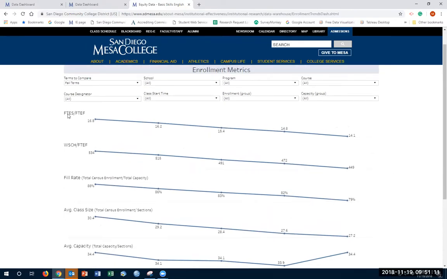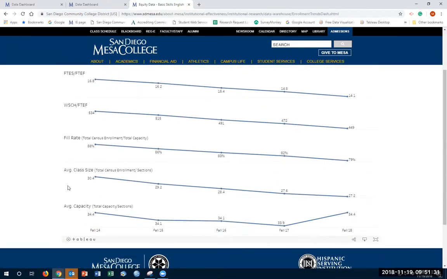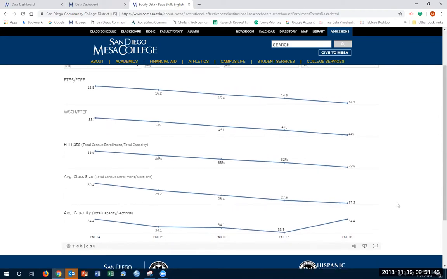So the first is full-time equivalent students per full-time equivalent faculty. The next is WSCH, or weekly student contact hours per faculty. The next is fill rate. So this is total census enrollment divided by total capacity. Average class size. And again, this is divided by the total unique numbers of sections or valid section count from the previous page. And average capacity. So what is the average capacity of the classes that are offered during that term?